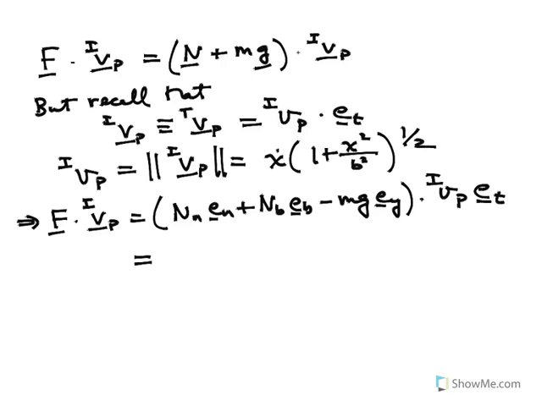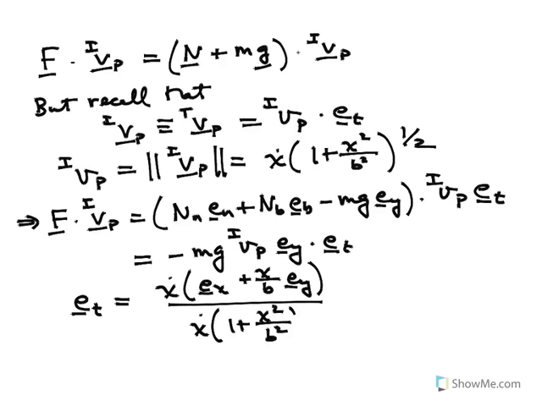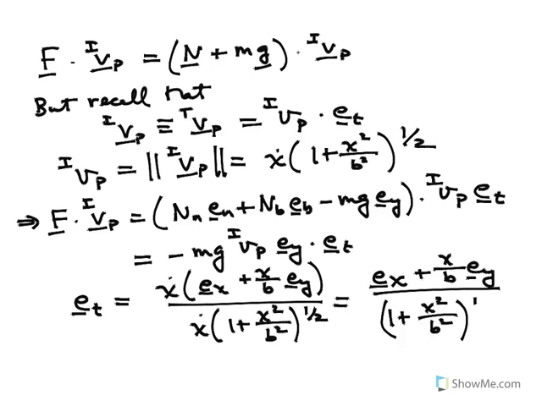But En and Eb are both orthogonal to Et, so this gives minus mg Vp in I, and then Ey dotted with Et. So this gives that. Now let's look at Ey dotted with Et. So Et is equal to x dot times Ex plus x over b Ey, all divided by x dot times 1 plus x squared over b squared to the 1/2, which is equal to Ex plus x over b Ey, all divided by 1 plus x squared over b squared to the 1/2.